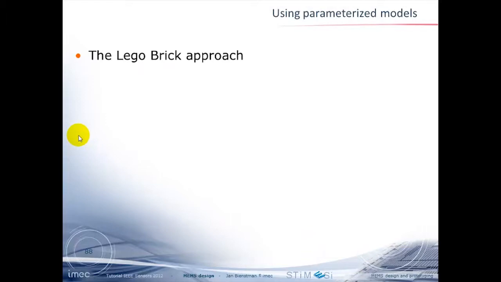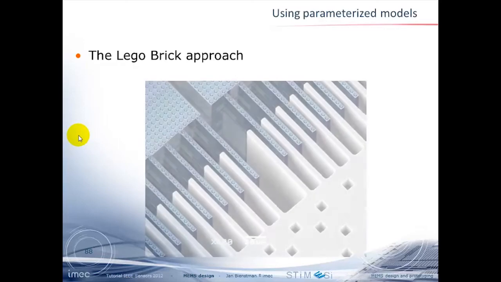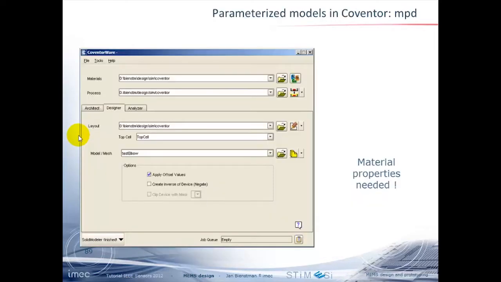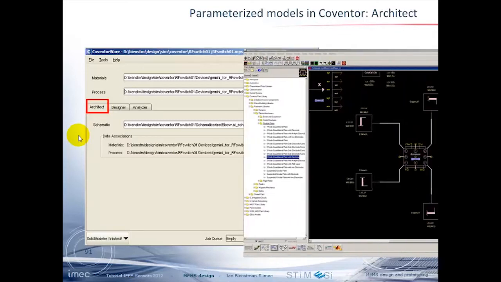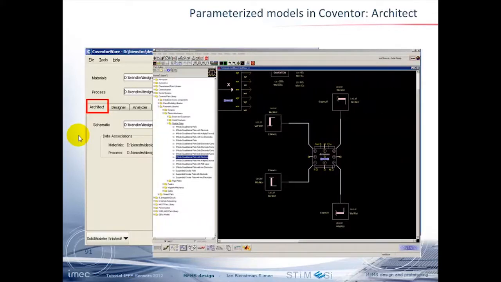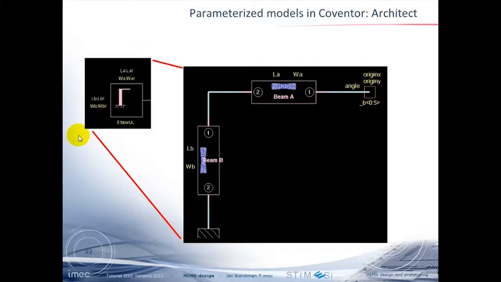This is the Lego brick approach, and I don't want to say that it's not a good approach. It's a very efficient approach, but it will become clear why I call it Lego brick. So, in this case, this is parameterized modeling in Coventor. Originally, it was in Architect. So you had, of course, the materials. You have a certain process description, and in Architect you could put schematic blocks, connect them together with an underlying capacitor, and it's connected to L-beams, the supports, and actually, like in SPICE, you have hierarchical models.